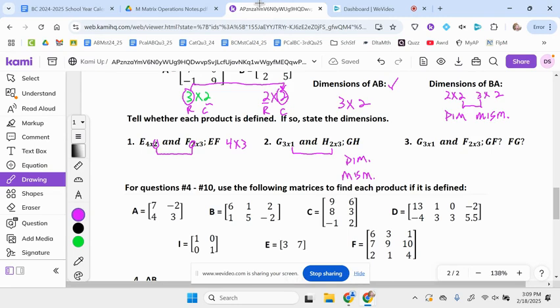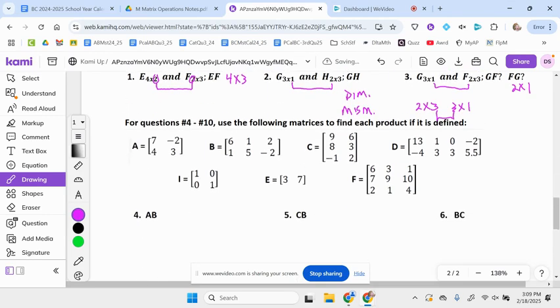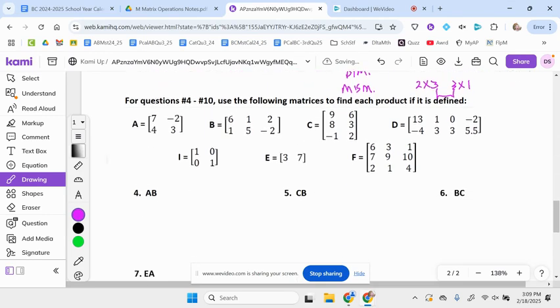Oh, wait. Can I do GF? No way. But can I do FG? FG would be a 2 by 3 times G, a 3 by 1. That's a yes. And weirdly, the answer would only be a 2 by 1 matrix when you're done. How does this all work? You'll find out.